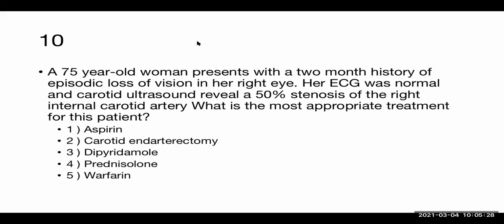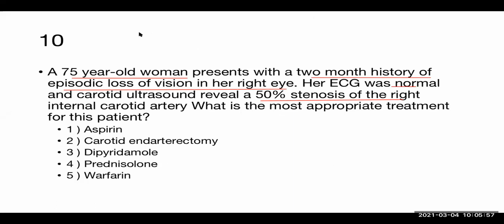See this? Question number 10. A 75-year-old woman presents with a 2-month history of episodic loss of vision in her right eye. Her ECG was normal, and carotid ultrasound revealed a 50% stenosis of the right internal carotid artery. What is the most appropriate treatment for this patient?